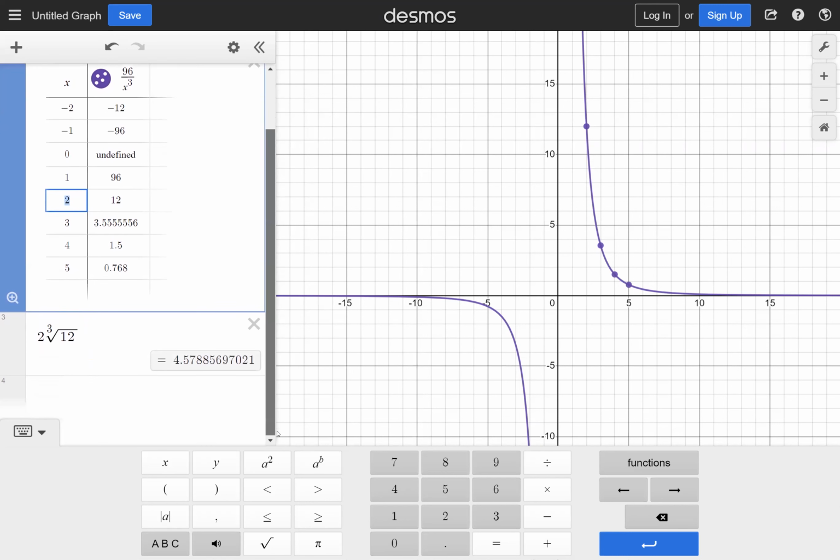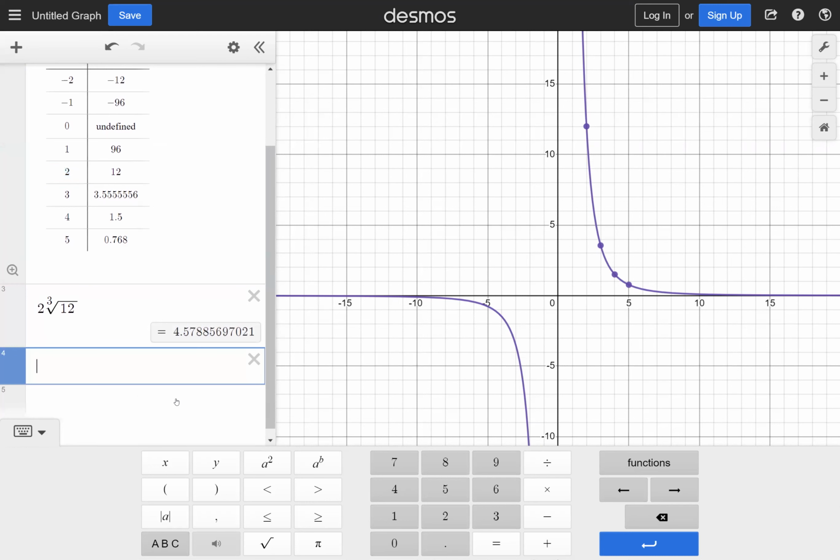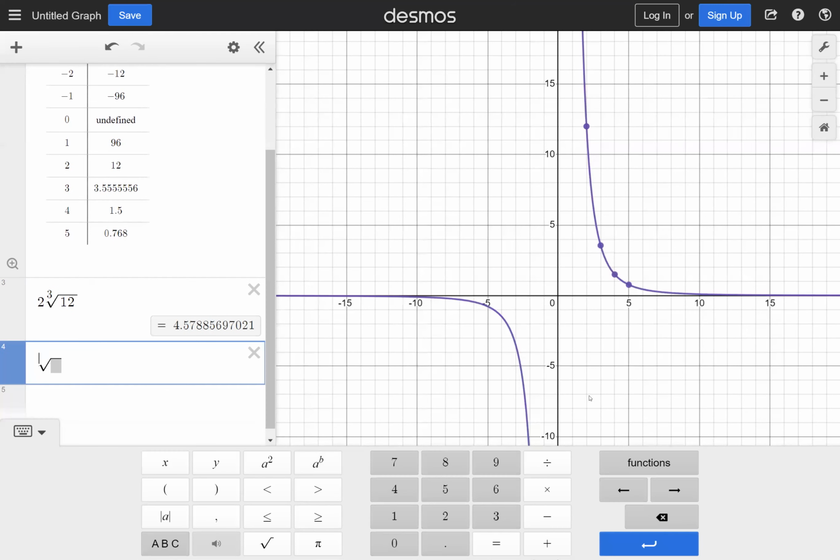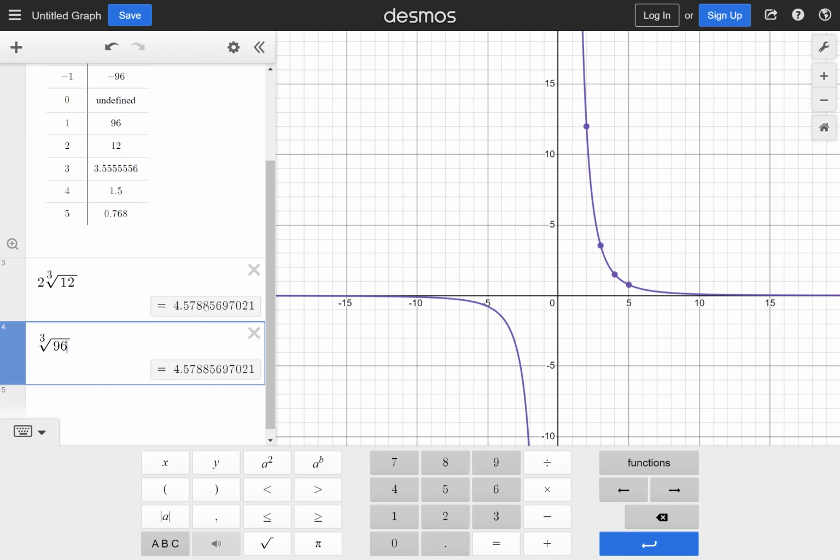Now I want to go back and make sure, is that really the equivalent to the cube root of 96? So again, I will go to functions, go back down, click that, choose the cube root of 96. If they are equivalent, which they are, I know that that is my simplified version.